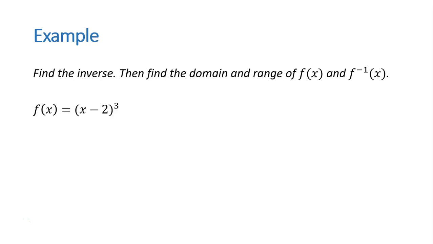And our new function is f of x is equal to (x minus 2) cubed. Okay, so we replace our f of x with a y. Then we take the inverse, so we switch our x and we switch our y. So we now have x is equal to (y minus 2) cubed.